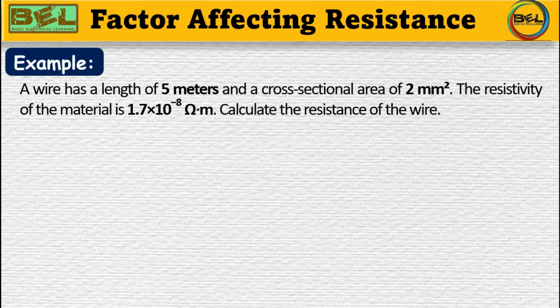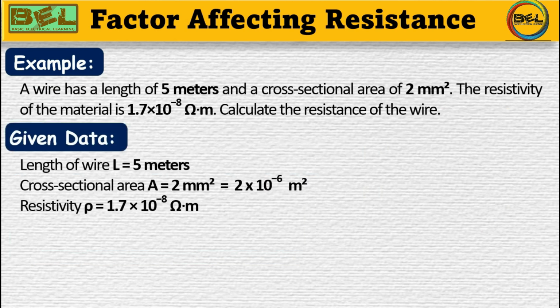A wire has a length of 5 meters and a cross-sectional area of 2 millimeters square. The resistivity of the material is 1.7 multiplied by 10 raised to power minus 8 ohm meter. Calculate the resistance of the wire. Given data, length of wire L is equal to 5 meters. Cross-sectional area A is equal to 2 millimeters square is equal to 2 multiplied by 10 raised to power minus 6 meters square. And the resistivity rho equal to 1.7 multiplied by 10 raised to power minus 8 ohm meter.